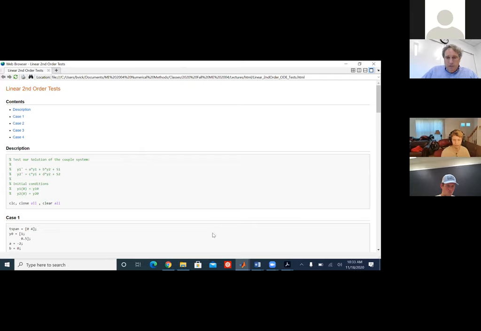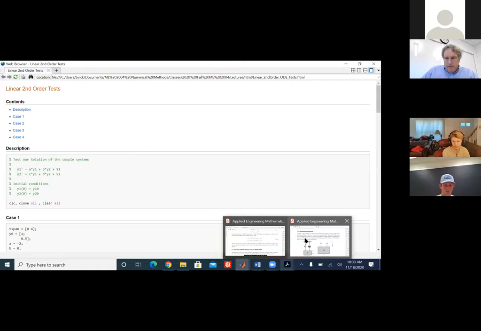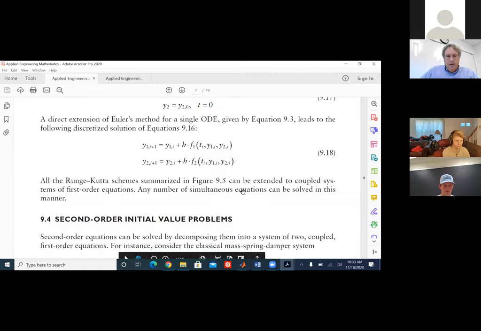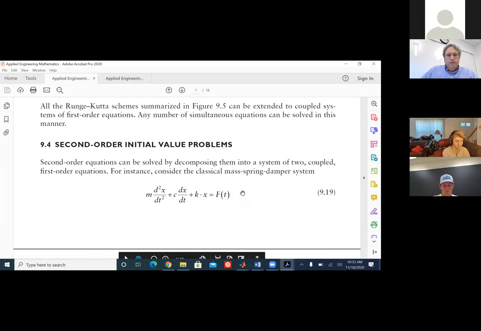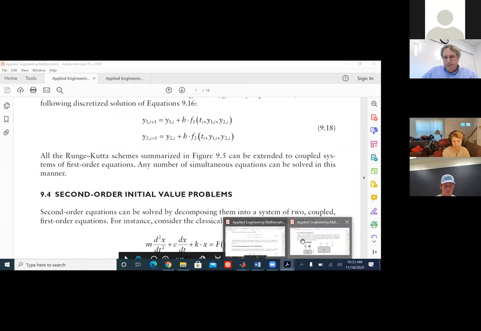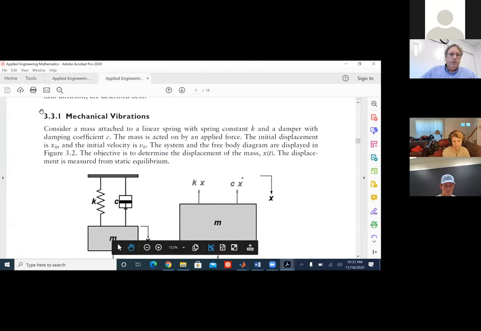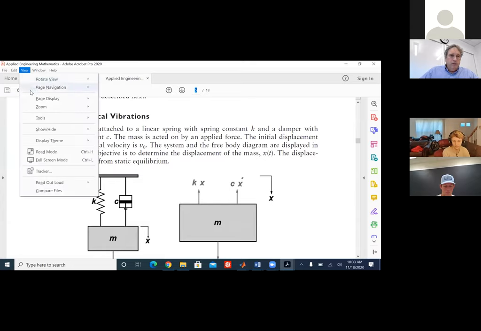All right, let's get on with it. Let's go back to chapter 3. This is chapter 3, section 3.3.1, page 5. So this is page 5 in chapter 3 in my book, Mechanical Vibrations.